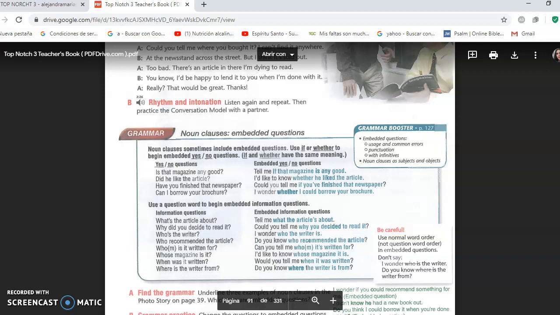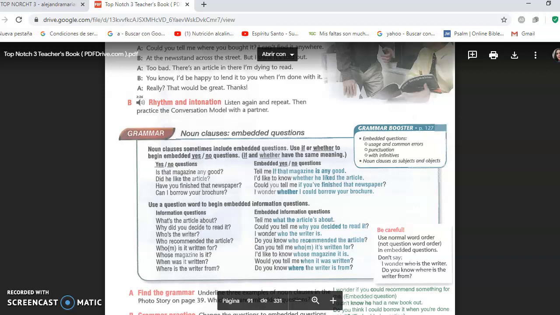Use if or whether to begin embedded questions, yes or no. If and whether have the same meaning. Okay? If and whether. If y whether tienen el mismo significado en las preguntas embedded. Vamos a utilizar if o whether para comenzar una pregunta de sí o no, embedded. Vamos a ver los ejemplos que tenemos acá.